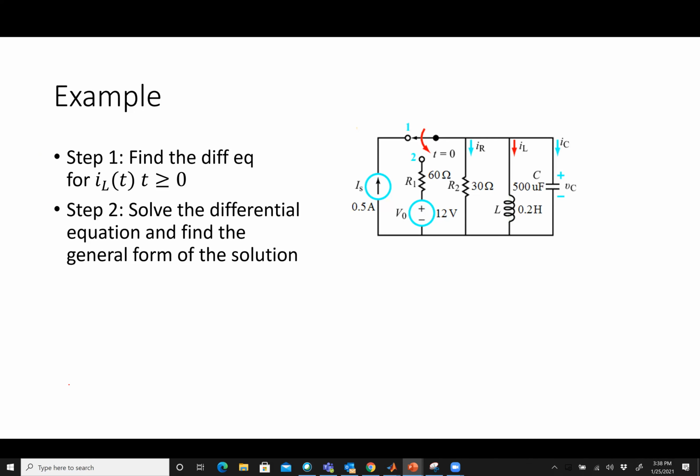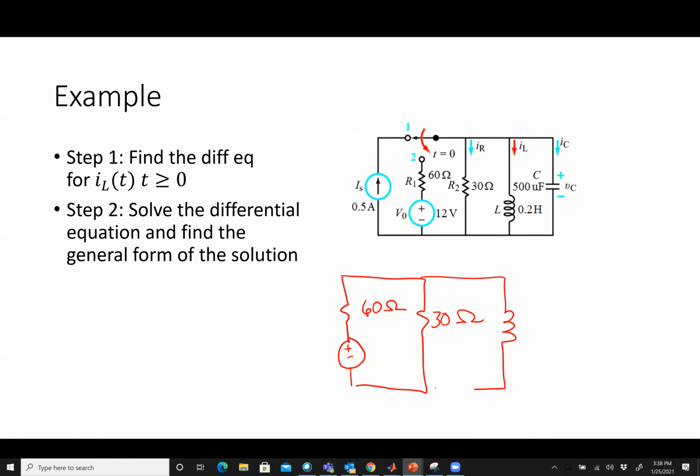So if I want to find I_L of t for t greater than or equal to 0, what does the circuit look like in that condition? Where's the switch for t greater than or equal to 0? It goes to number 2, right? So that means this would look like this. Here's 60 ohms, here is 12 volts, here's 30 ohms, here's L, here's C.